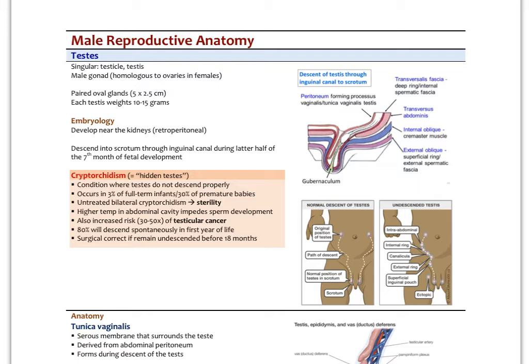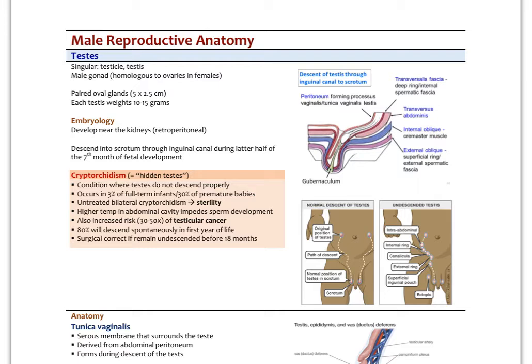Embryologically, as I mentioned before, they develop near the kidneys. They're retroperitoneal, so behind the peritoneal cavity. And they descend into the scrotum through the inguinal canal during the latter half of the 7th month of fetal development. They may not, however, descend properly.